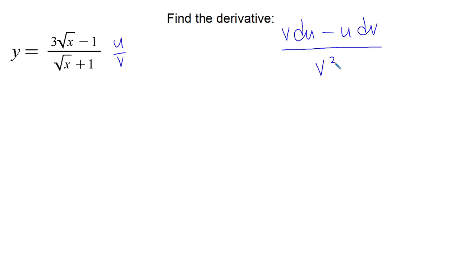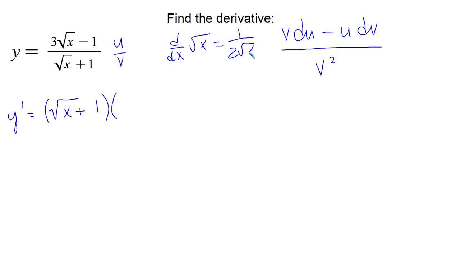So first of all, we put our denominator, root x plus 1. Right, y prime is v times the derivative of u. Well, the derivative of 3 root x minus 1. And we have multiple different ways we can write that. We can either write it like the rule that we learned, that the derivative of root x is 1 over 2 root x, which is what I'm going to use here. This becomes 3 over 2 root x. And then the minus 1 just goes away because the derivative of minus 1, that's constant, it's 0.